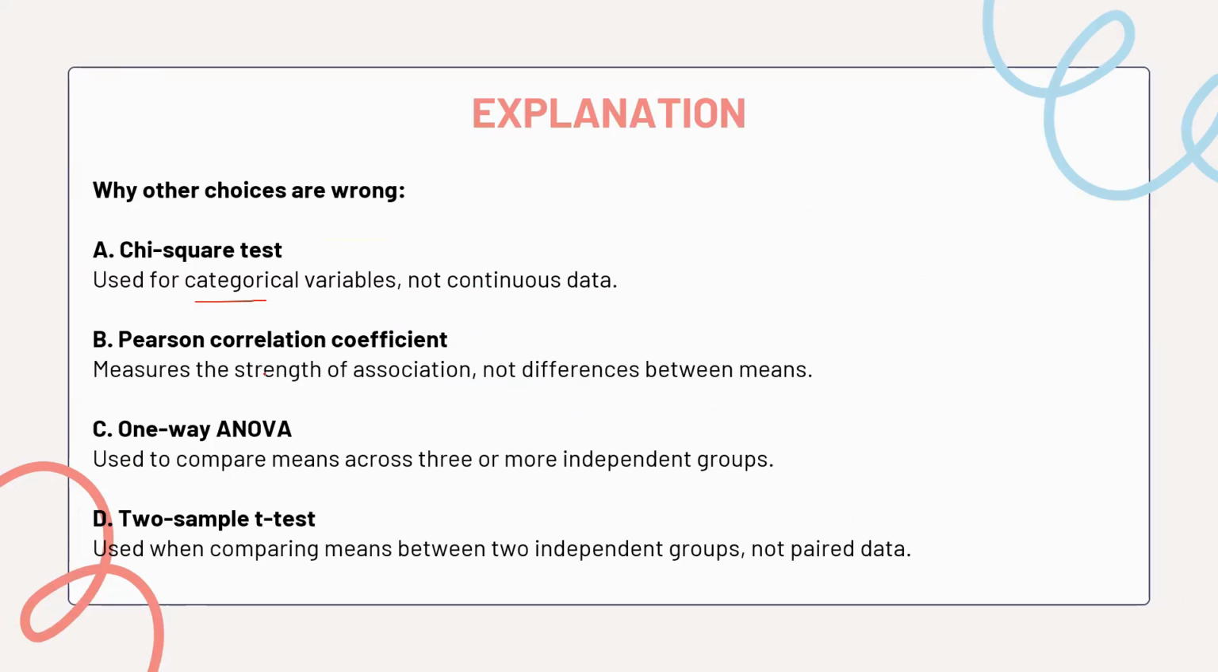Pearson correlation coefficient, as we said, is for the strength of association, not for hypothesis testing, not for differences between the means. One-way ANOVA is, yes, indeed, for numerical values, but for three or more independent groups, not for one group that is measured before and after or at two different time points. Two-sample t-test is like the paired t-test, but between two independent groups, not paired data of only one group.